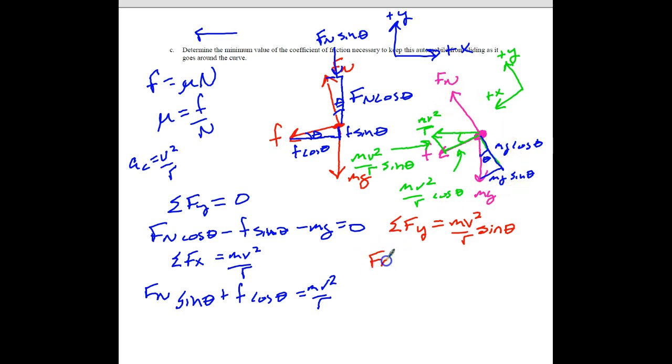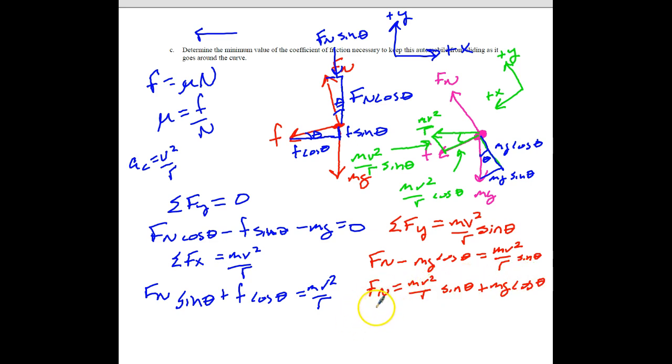So we're going to do Fn minus mg cosine of the angle, and that's equal to mv squared over r times the sine of the angle. But we want to solve this for Fn. So we're going to say Fn is equal to mv squared over r times the sine of the angle plus mg times the cosine of the angle.